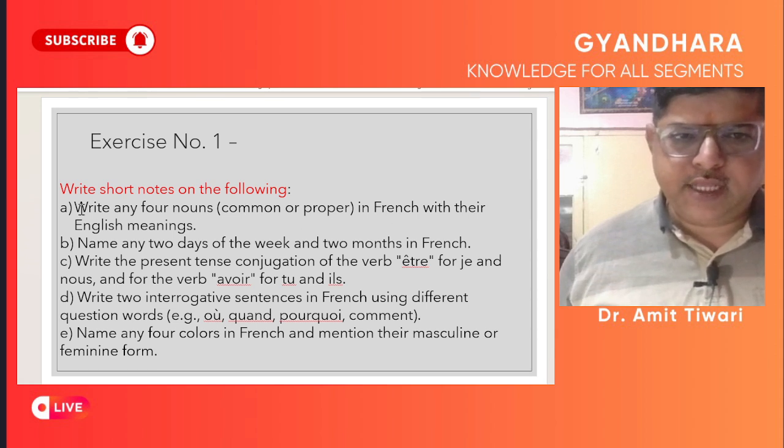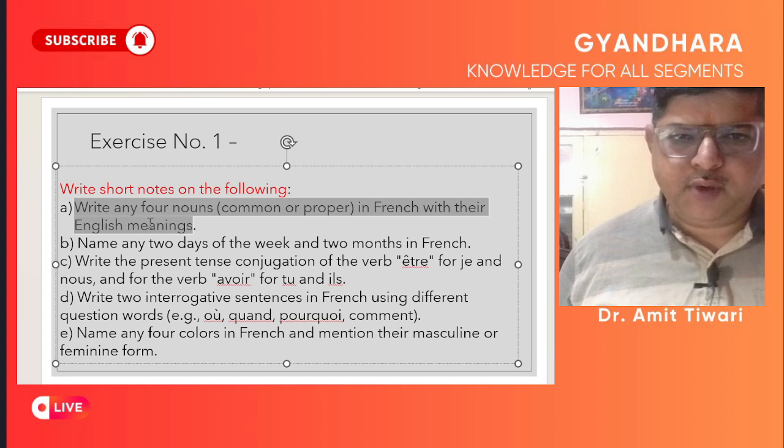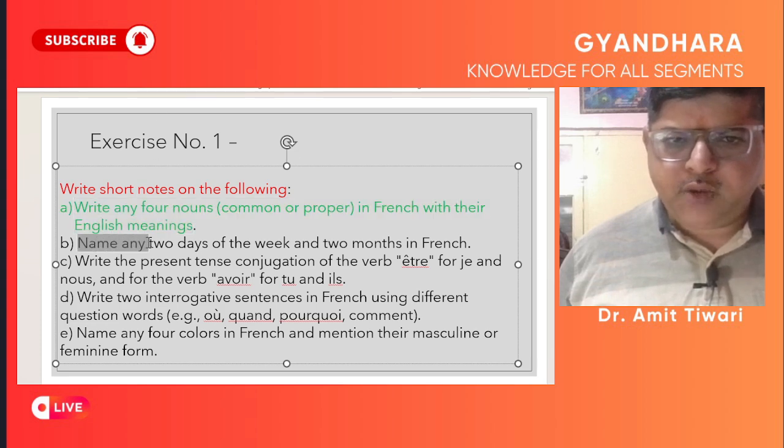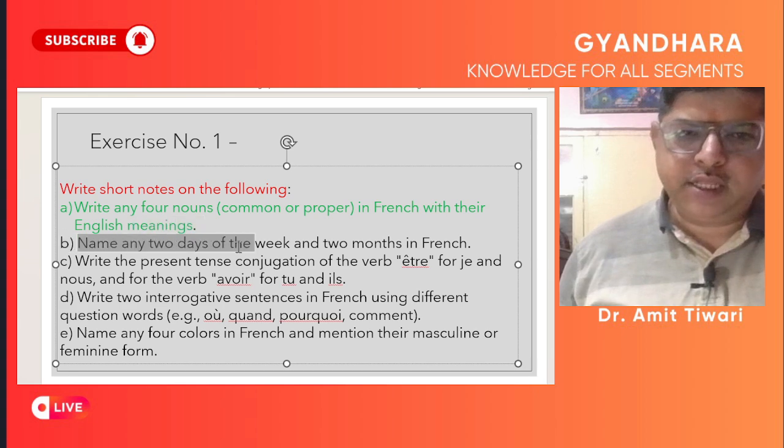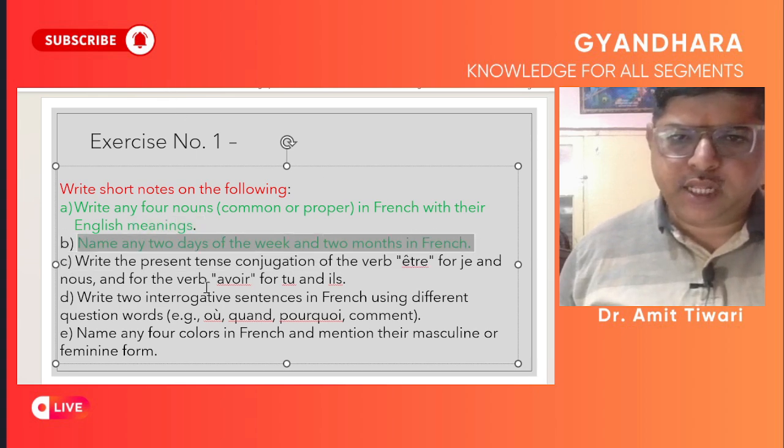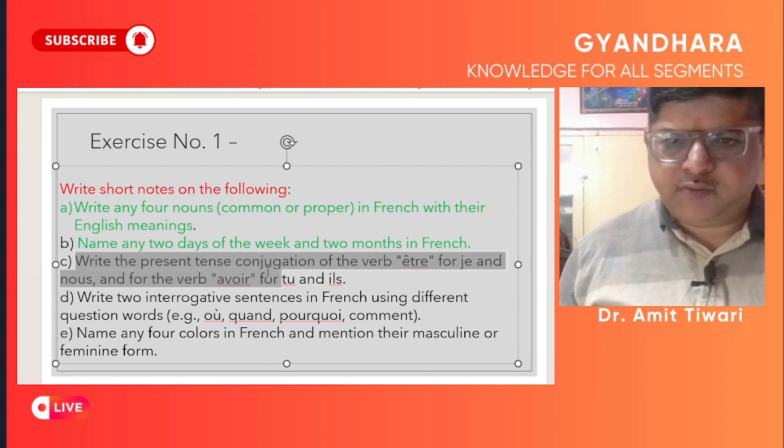Question number 1, that is A: write any 4 nouns, common or proper, in French and their English meaning. That is the first question one needs to answer. The second one is: name any 2 days of the week and 2 months in French. So this may be another very simple question. Going further, the third question, that is C: write the present tense conjugation of the verb être for je and nous, and of the verb avoir for tu and ils.